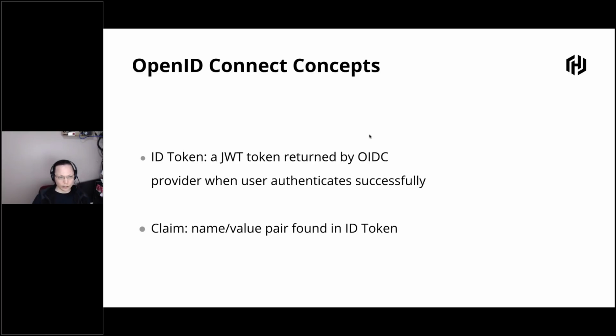An ID token is a JWT token that you get back from the OIDC provider upon successful authentication. And that JWT token contains claims, which are just name value pairs. And we use those claims to build up the entity and to do the login process, basically, and figure out what this user should have access to.